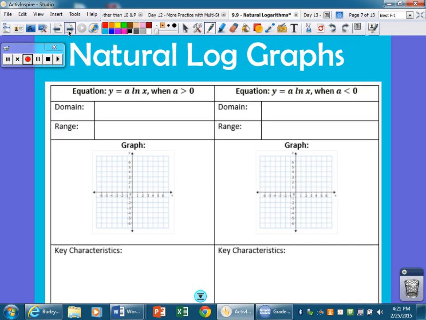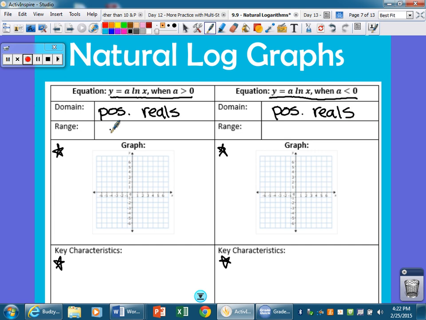So now we're going to look at some graphs. I'm going to go through all the graphs. The main thing you need to know with graphs for your test is what the graphs actually look like. Pay close attention to the key characteristics and the graph itself. This is a ln of x when a is greater than 0, so these are numbers 1, 2, 3, 4. This one is a ln of x when a is less than 0, so these are your negatives. Your domain for both is all positive reals, so we are never going to have any negative x values.